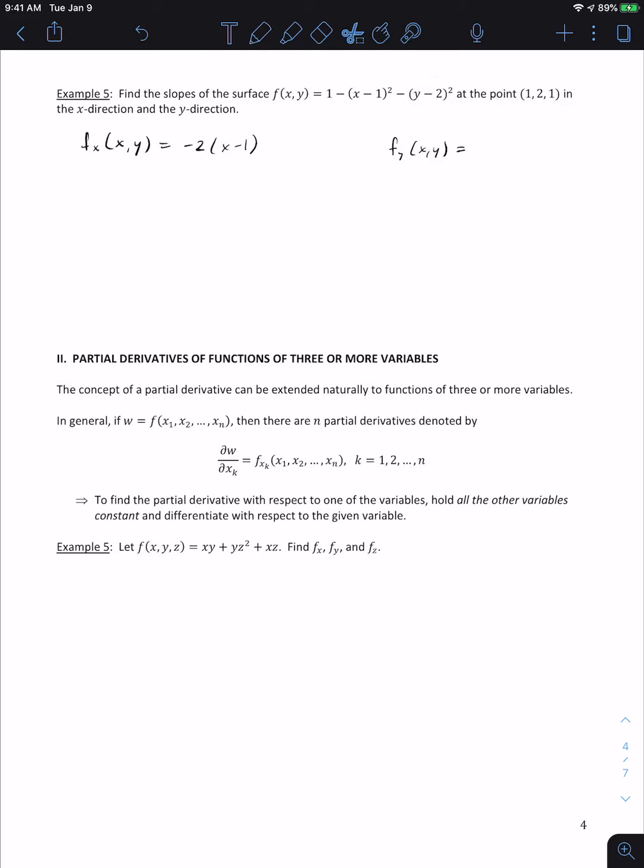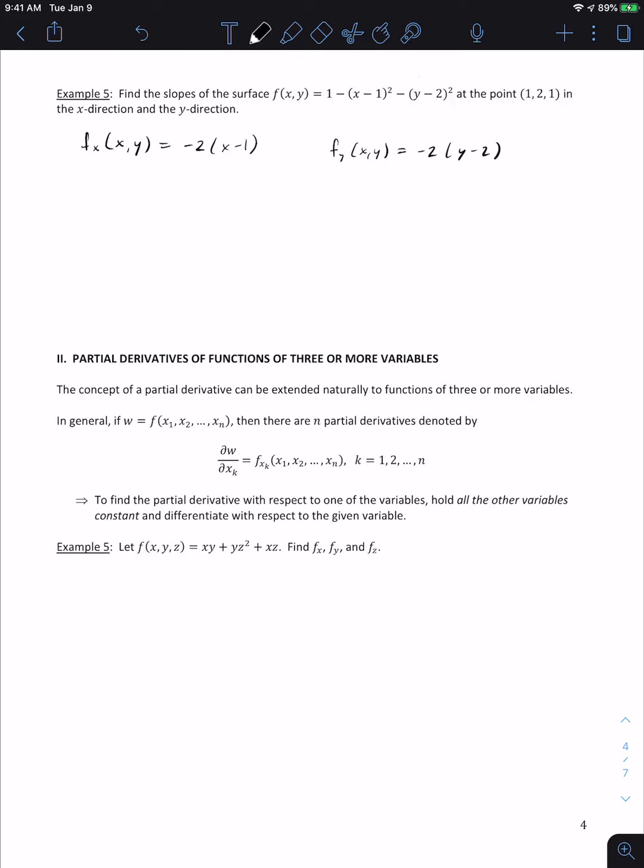So now I go to find the partial derivative with respect to y. The first term, this derivative is 0. The second term, this derivative is 0 because it has no y's in it. And then now I do the chain rule with this piece right here. So I get -2, leave the y minus 2 alone, and then the derivative of y minus 2 with respect to y is just 1.